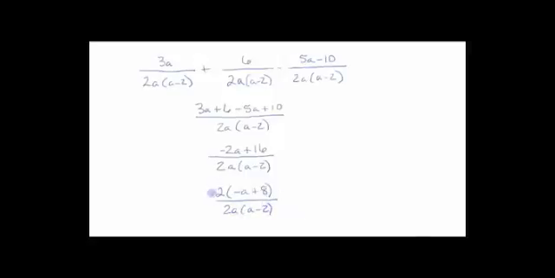And it's a good thing I factored out the 2 because now I see that I can cancel out this 2 and this 2, and that leaves me with a negative a plus 8 all over a minus 2.